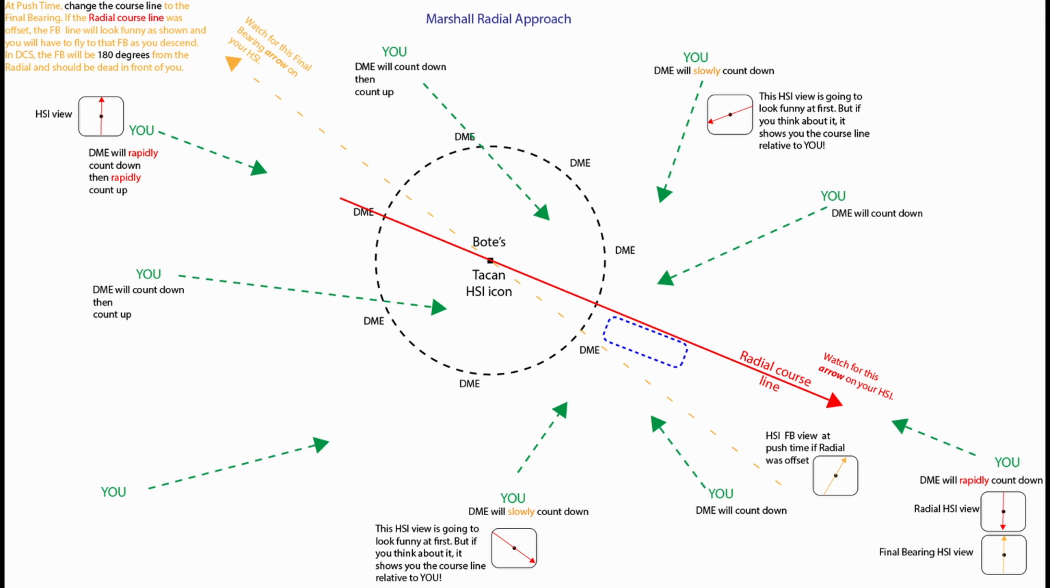If the radial course line was offset, as it usually is in NATOPS carrier operations, the final bearing line will look in the HSI as shown, and you will have to fly towards that final bearing as you descend. As pointed out already, in DCS, the final bearing will be 180 degrees from the radial and should be precisely in front of you. It is in this view that the black HSI diagrams demonstrate the confusing concept of the relative relationships between the carrier's TACAN course line settings and what the HSI will indicate. You might want to pause this video here and commit this graphic to memory as well.